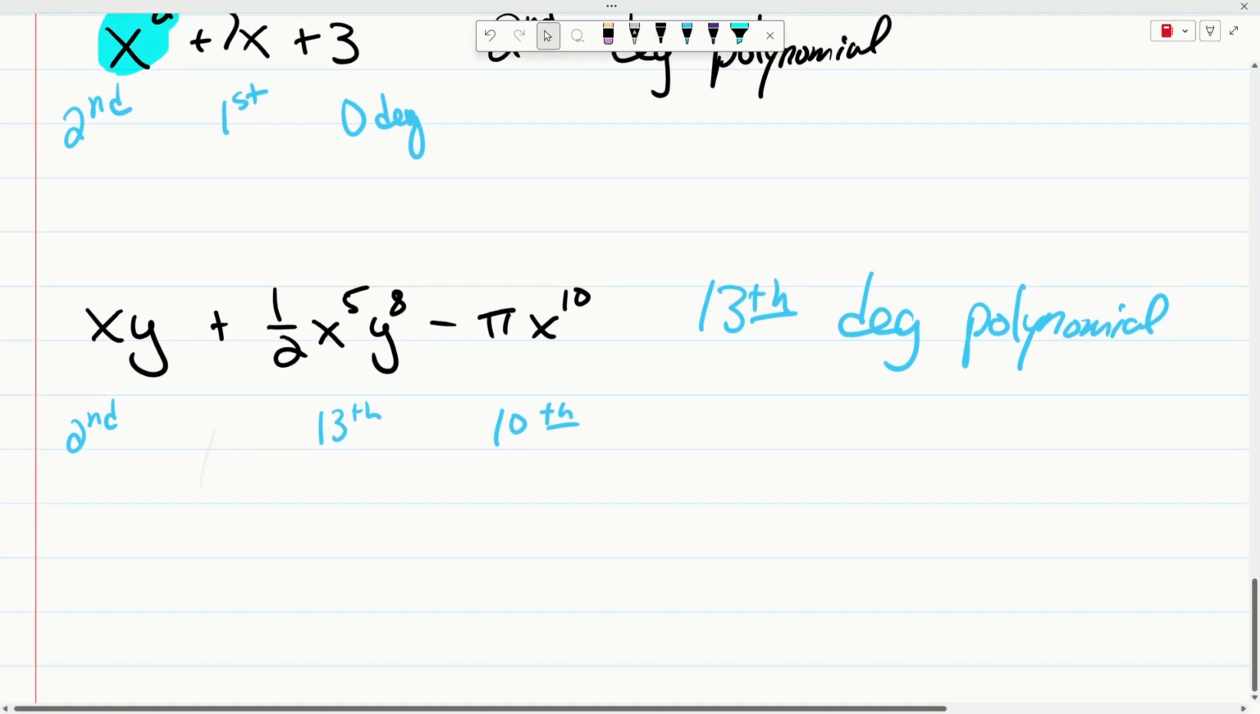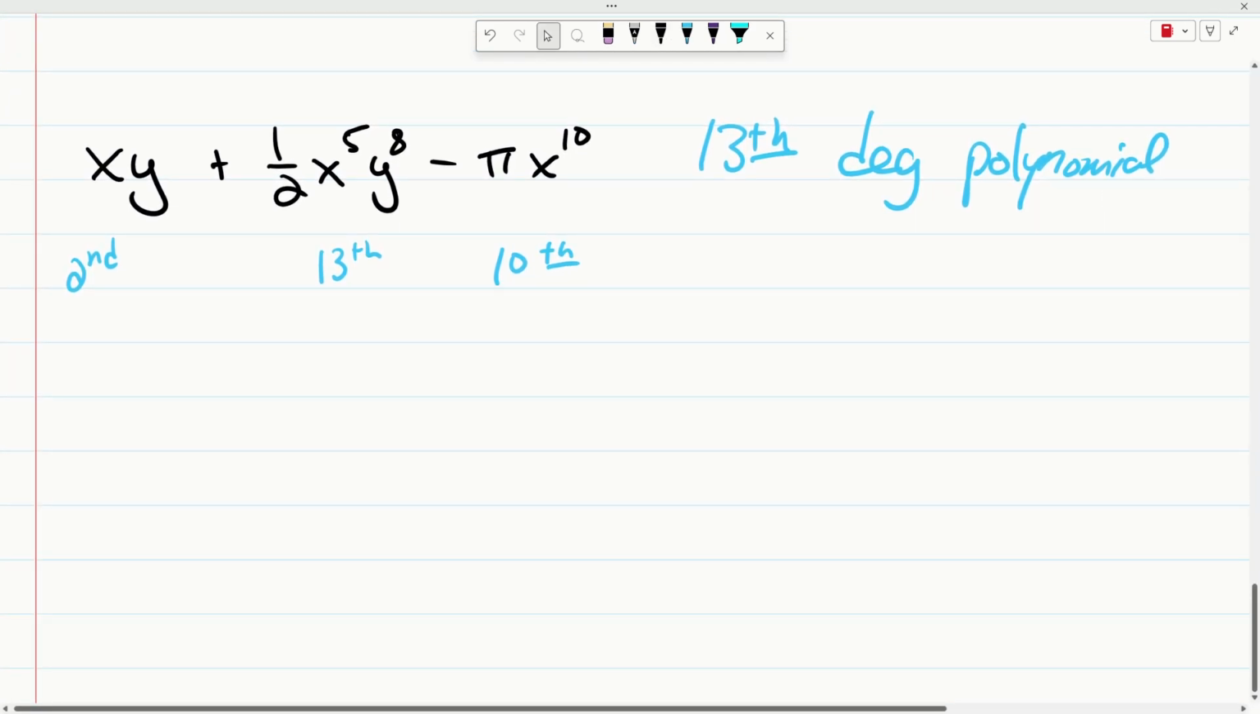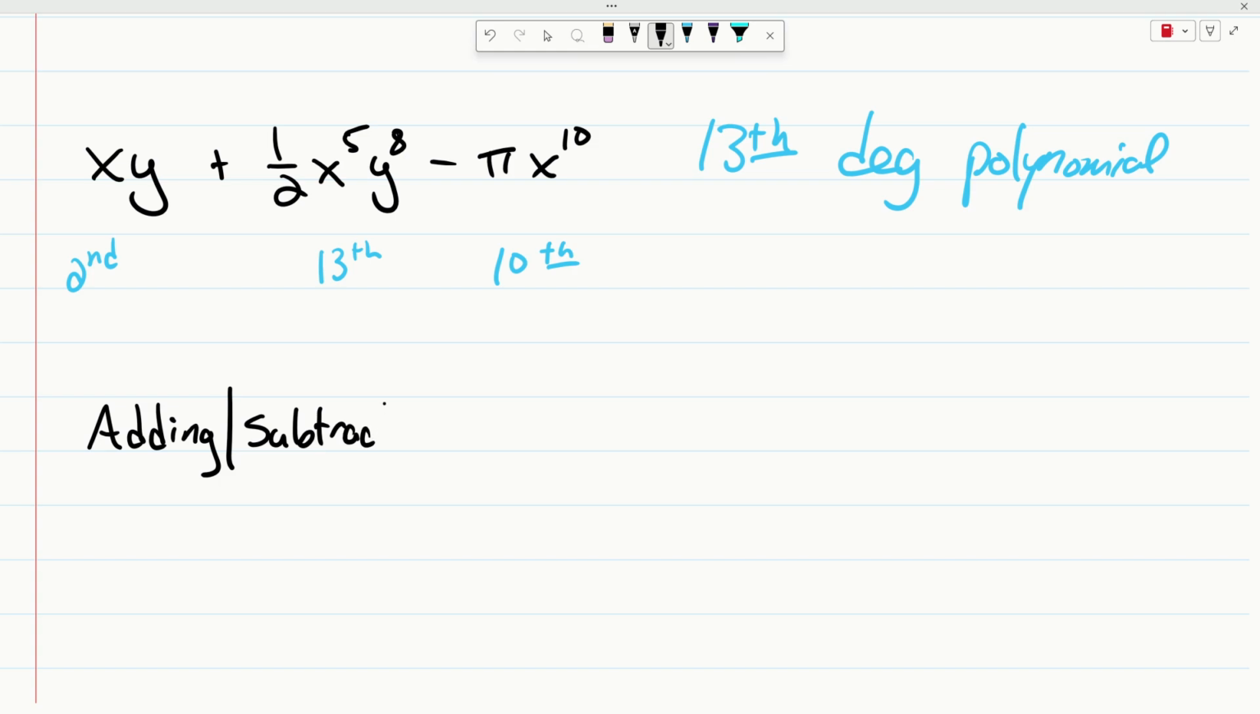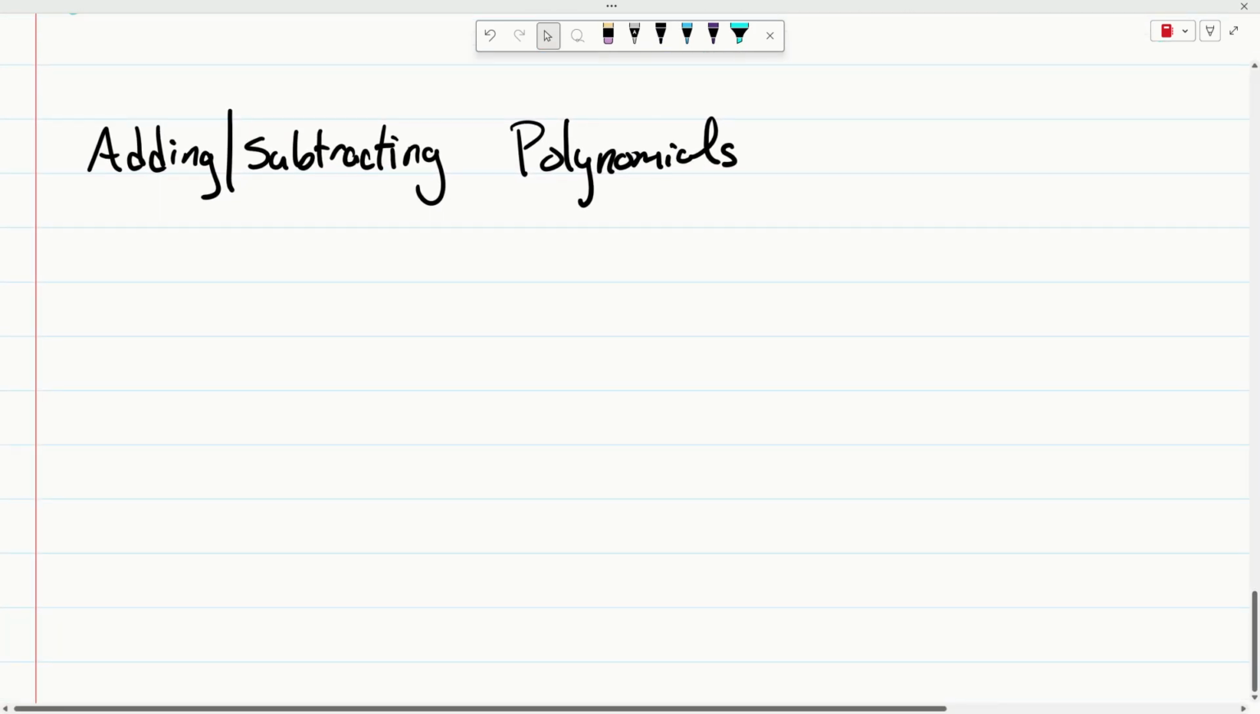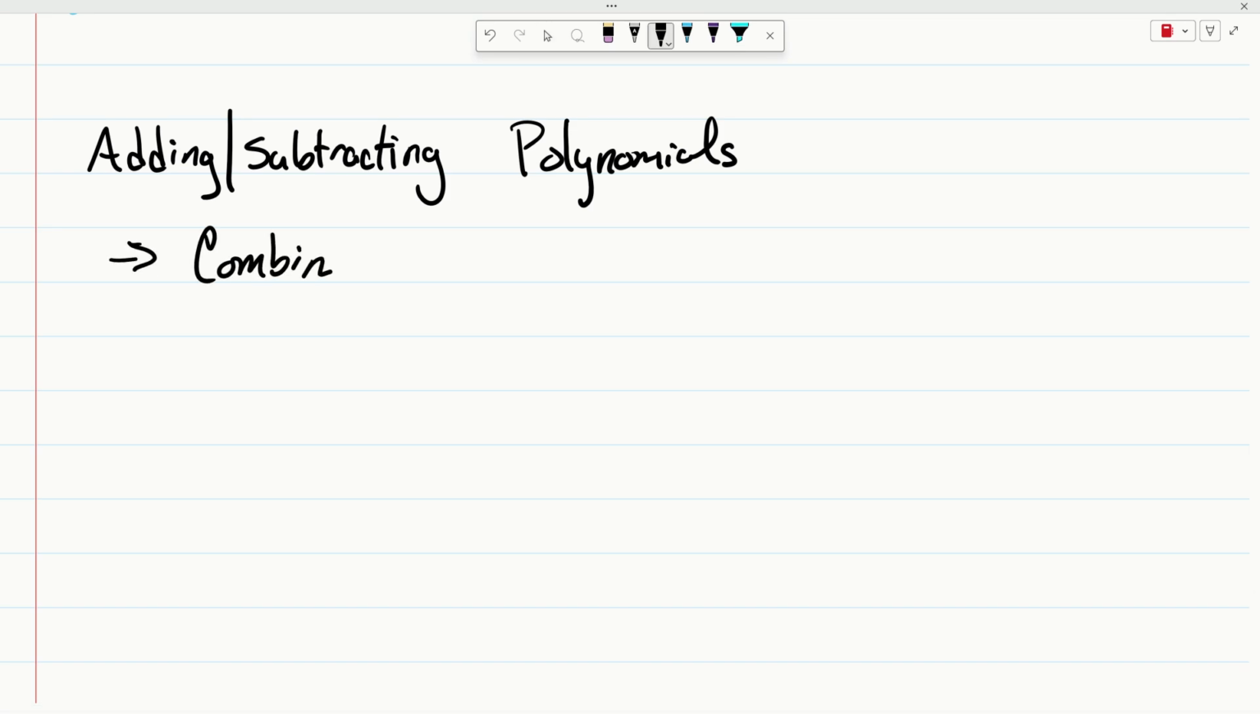Now, we're going to focus on adding or subtracting polynomials. All right? And the way to do this is we have to remember how to combine like terms. All right? And there are two, I guess, checks that we need to make.